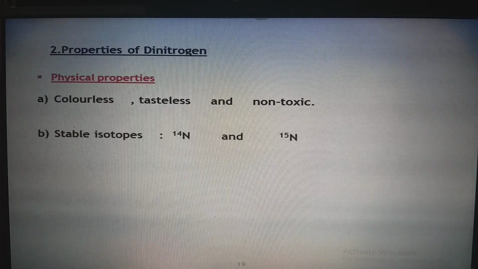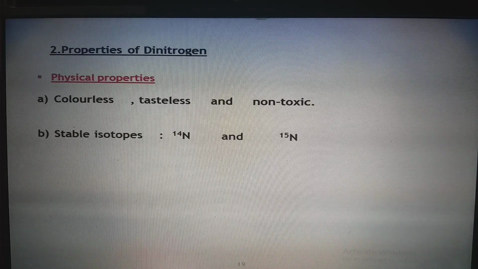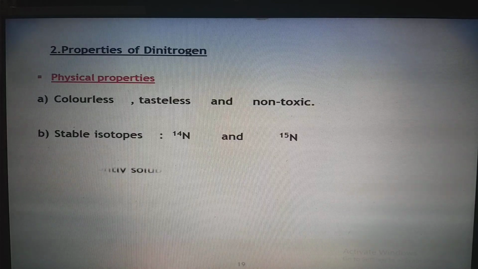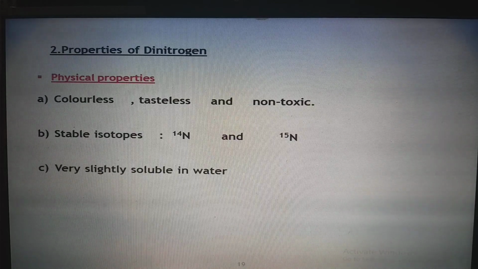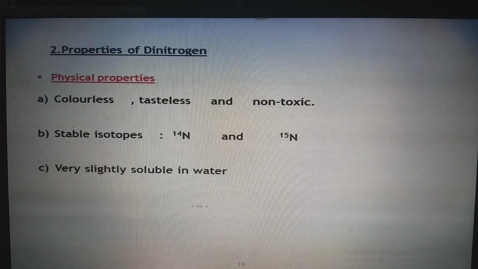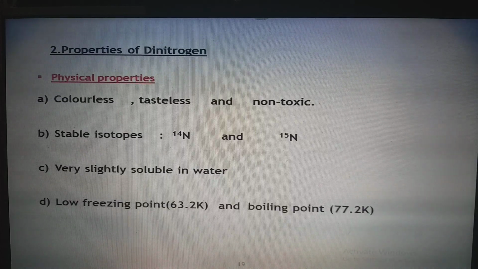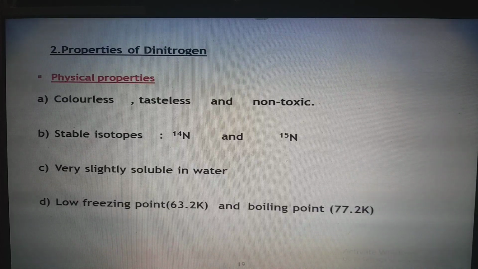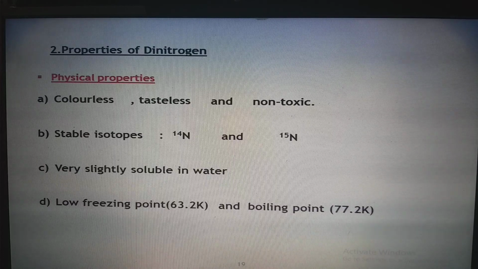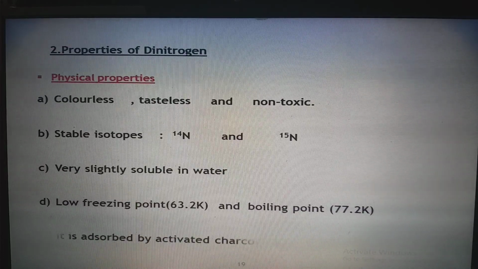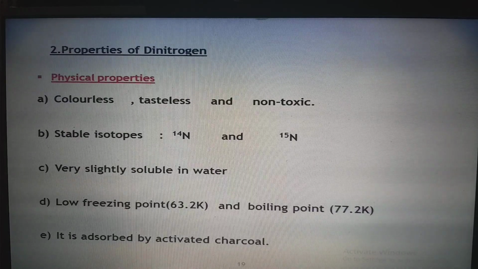It has two stable isotopes, nitrogen 14 and nitrogen 15. It is very slightly soluble in water. It has a low freezing point of 63.2 Kelvin and a low boiling point of 77.2 Kelvin. It is adsorbed by activated charcoal.